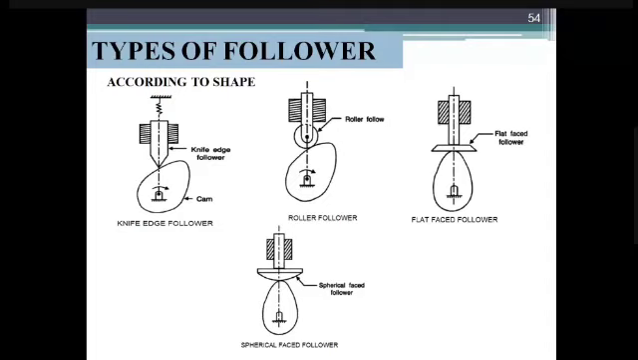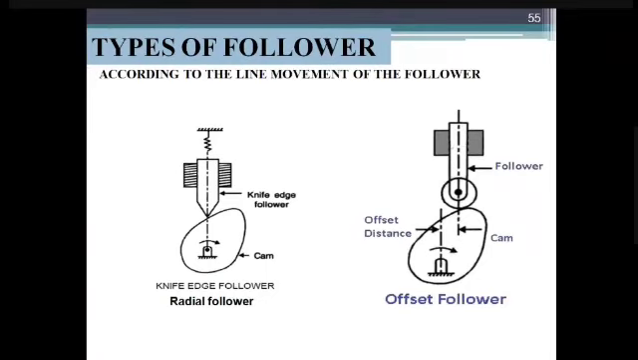The spherical faced follower reduces the surface stresses of the flat faced one. It was designed with a spherical shape. These are the general follower types and applications. According to the line of movement of the follower, it can be radial or offset, where the axes are coaxial or the axes are offset.